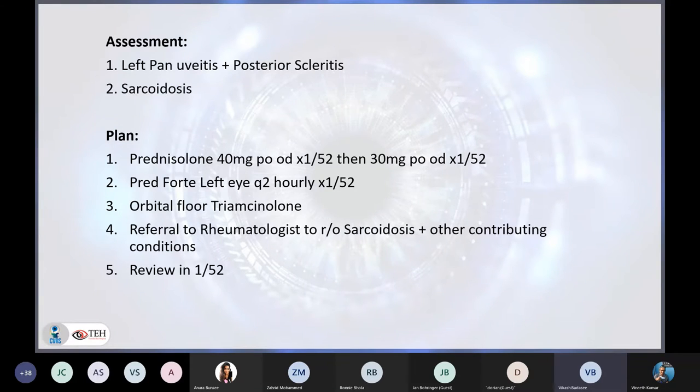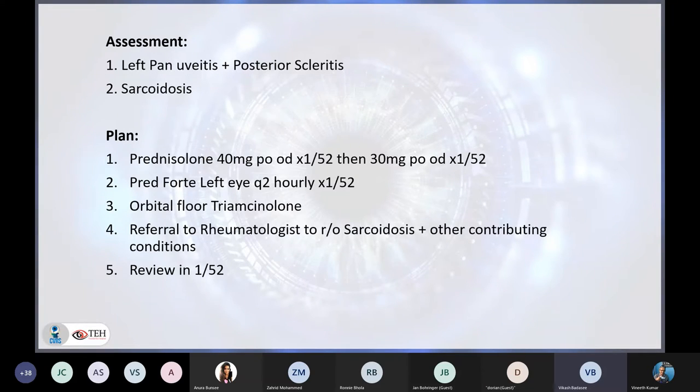Her assessment at this point was a left panuveitis with posterior scleritis. We were querying whether this patient had sarcoidosis contributing to her symptoms. So her plan at this point was to administer oral prednisolone at 40 milligrams and then to taper. We also started her on Predfort eye drops to that left eye to put every 2 hours for 1 week. And we also gave something known as an orbital floor triamcinolone.